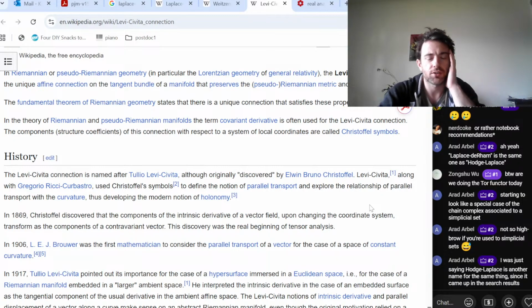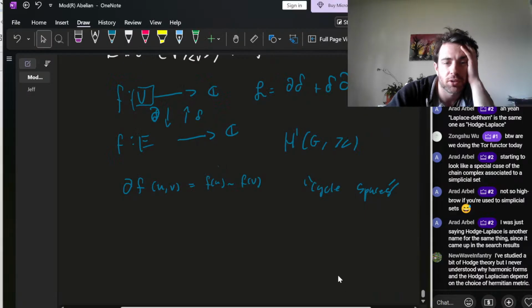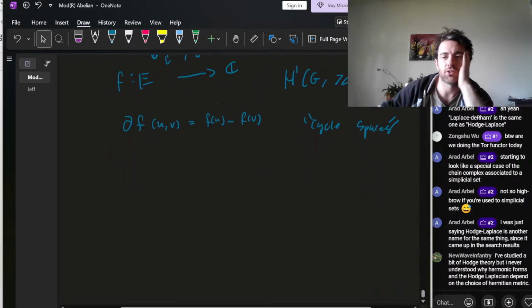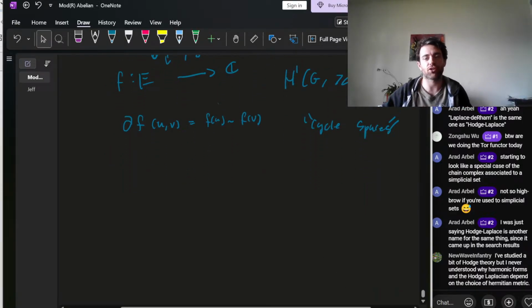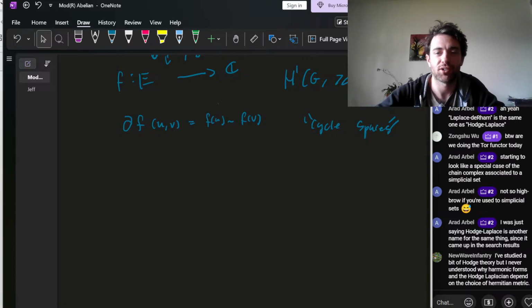Interesting. This is very interesting. Sorry Zongshu, there's a chance we may not get to tour today. I'm distracted now by differential geometry, but if we don't talk about it today, we'll talk about it tomorrow.